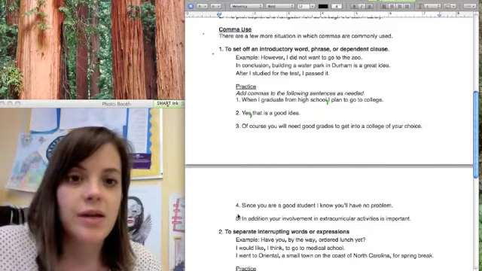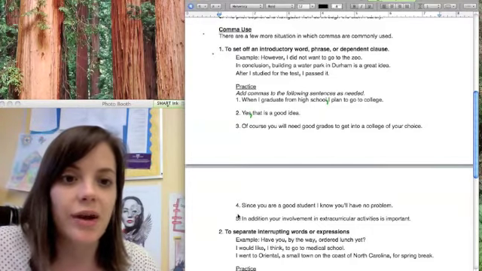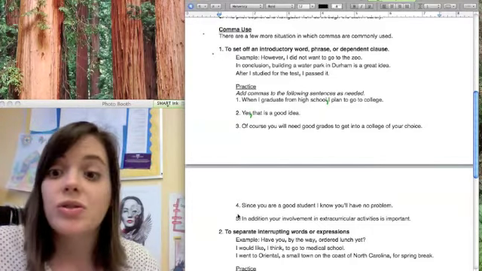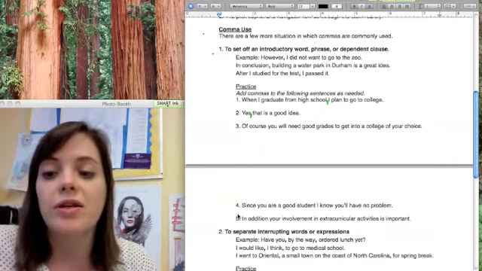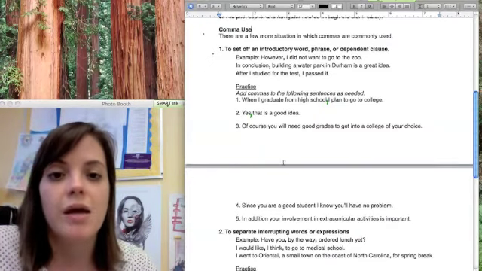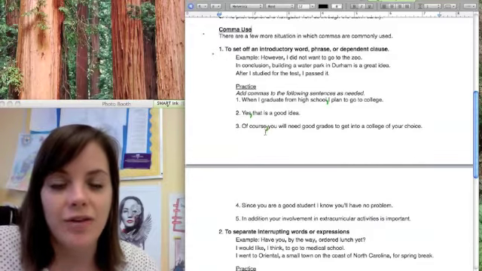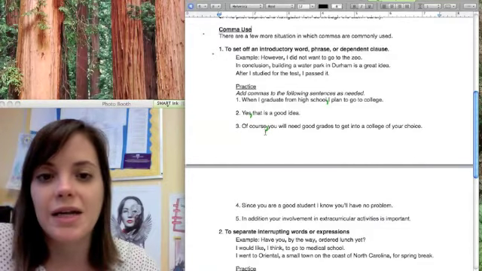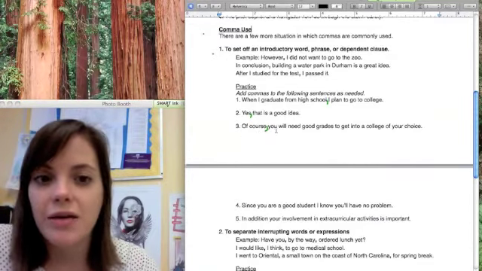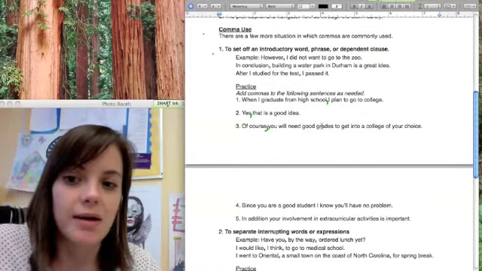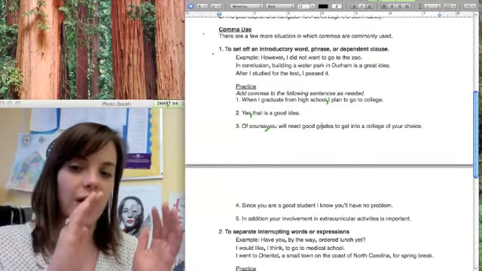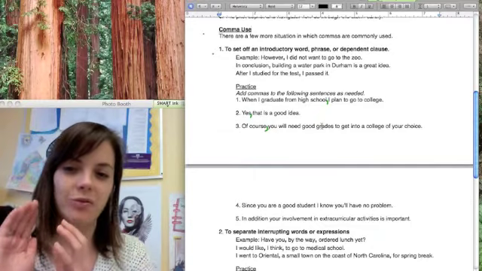Let's check those. Number 3, of course you will need good grades to get into a college of your choice. I started with that introductory phrase, of course, so I'm going to put a comma after that. Notice, of course here is separate from the you will need good grades clause. That introductory word or phrase will always be separate from the rest of the sentence.